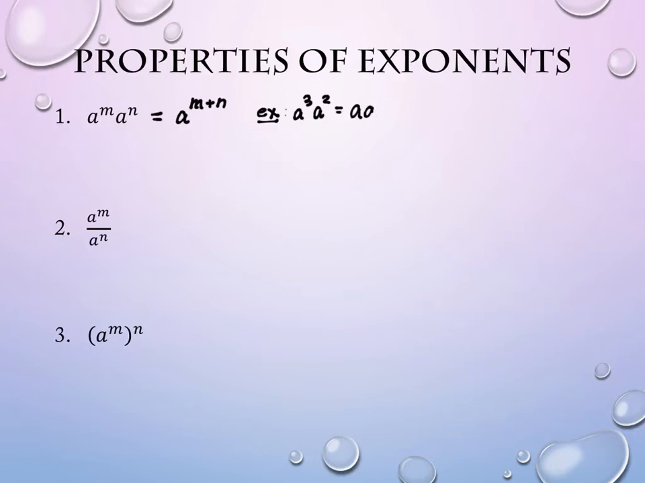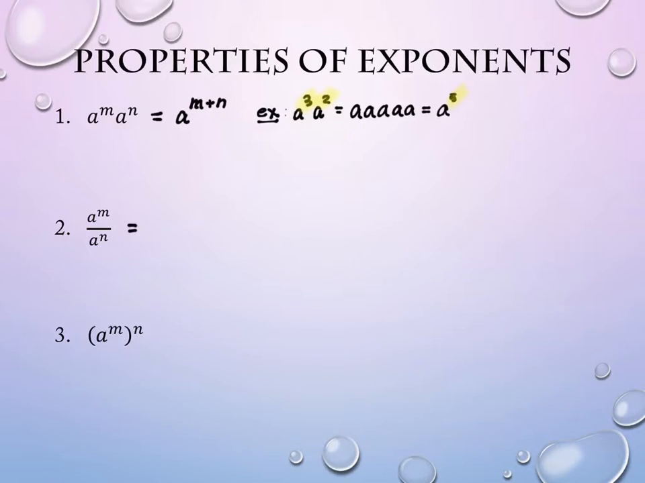A cubed means a times a times a. A squared means a times a, which gives me a to the 5th. And how in the world do you get from 3 and 2 to 5? You add them. So that's what's happening there when you have 2 bases. They have to match. Okay, you can't just have any bases. They have to match. And then you have exponents on them.